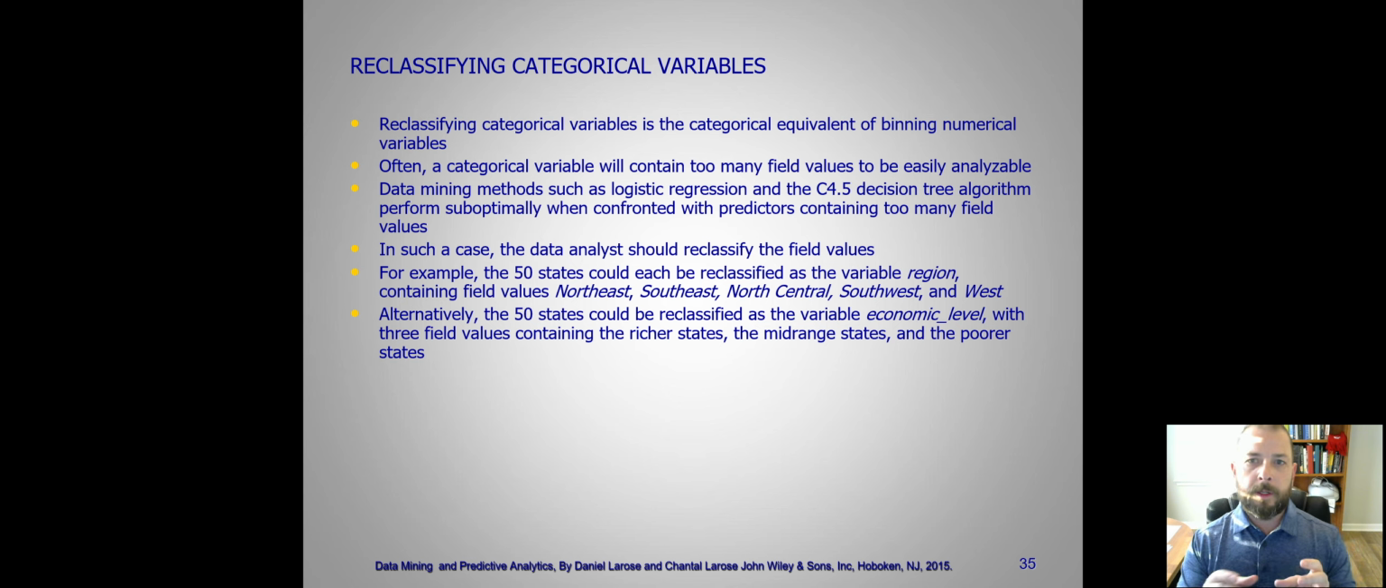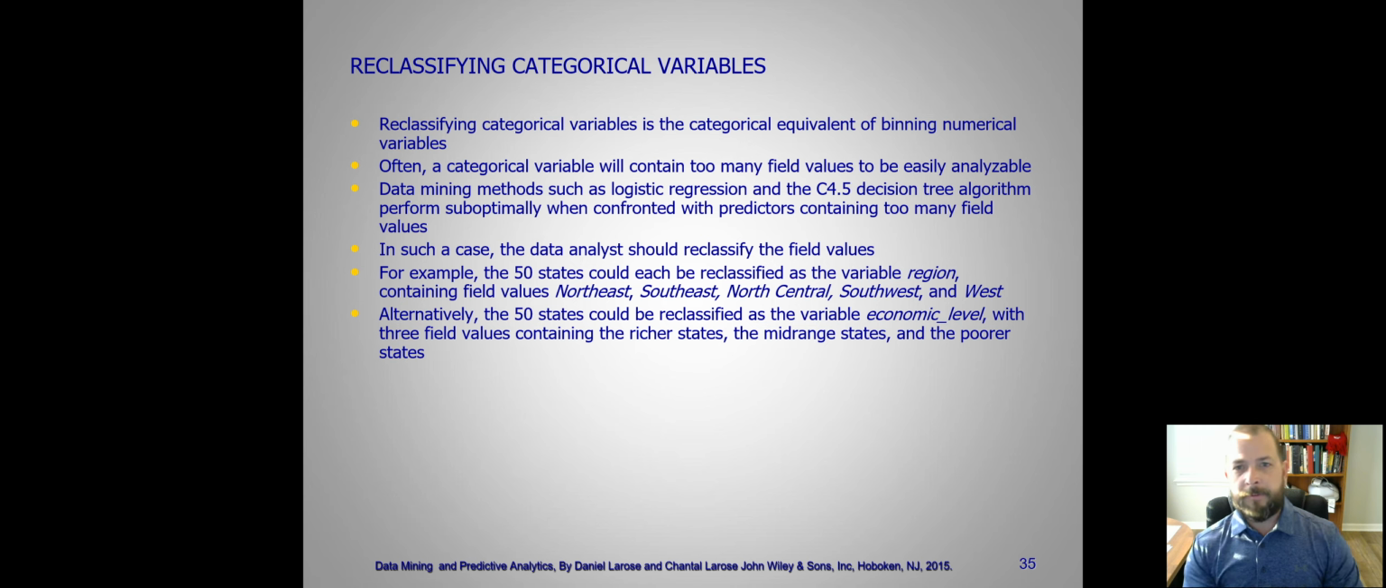And so what we want to do is reduce the number of categories in that variable based on some relationship that they have between the variables. And so we'll talk a lot about logistic regression, decision trees. If you have too many fields or too many possible categories, they don't do very well with that. And so what we can do is re-bin or recategorize these categorical variables, usually based on some kind of similarities in these categorical variables.